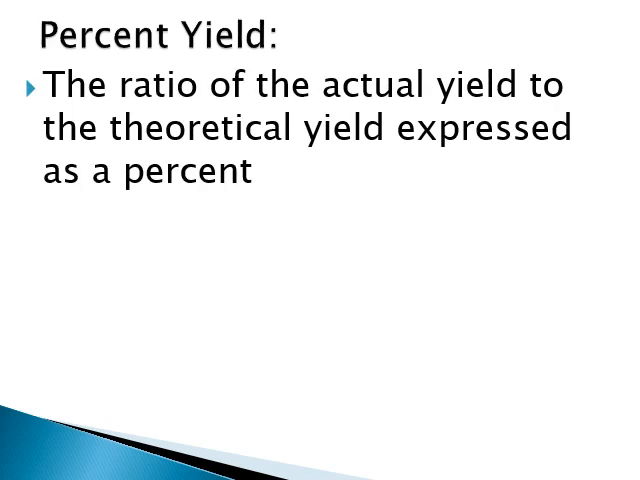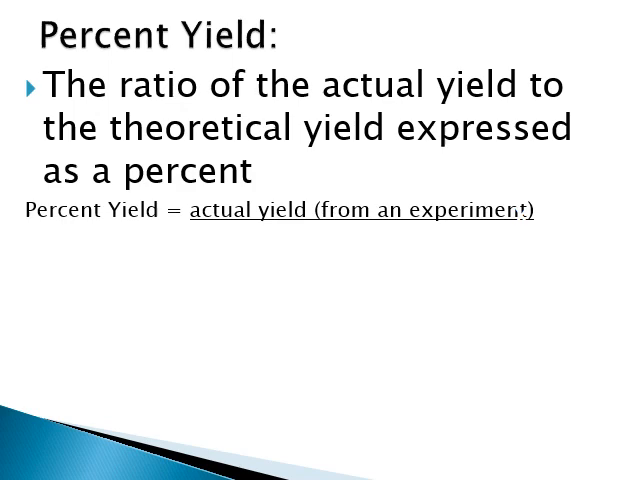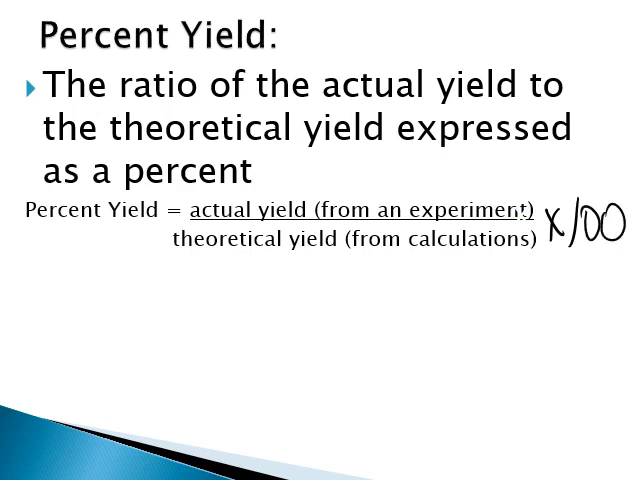The formula for percent yield is the ratio of the actual to the theoretical, expressed as a percent. So it looks like this: actual over theoretical times 100. And I even put little hints right here. Actual is from the experiment. Theoretical is from your calculations.